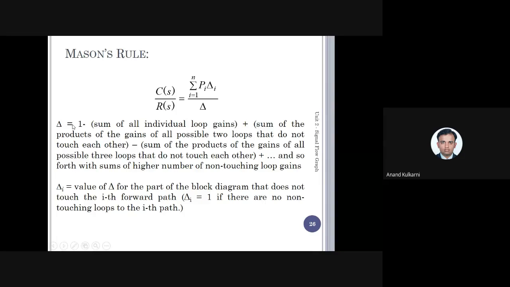So it is 1 minus the loop gains of single loops, plus the sum of products of loop gains of 2 possible loops. When it is 2, it is positive. If there is 3, it is negative. So for odd numbers, it is a negative sign; for even numbers, it is a positive sign. Just remember this.